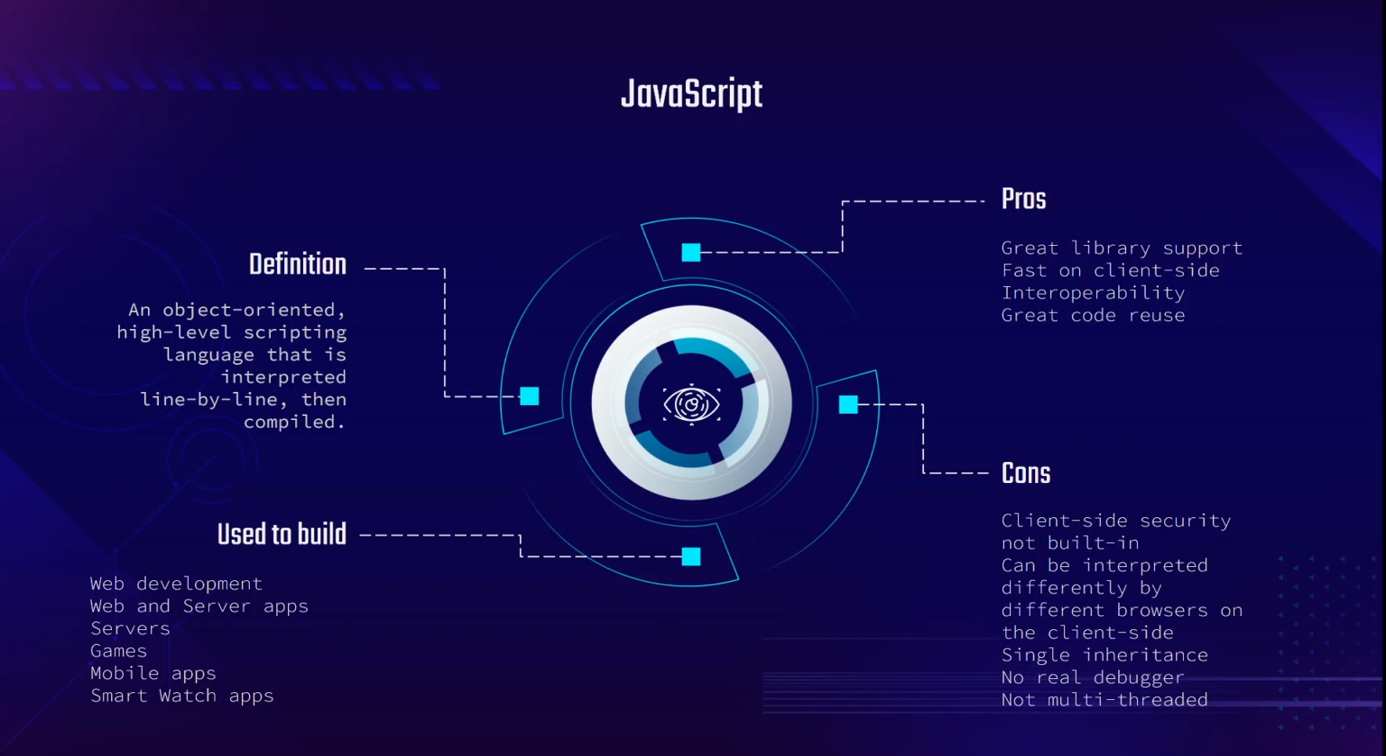The pros are fantastic library support, really fast on the client side, interoperability, which means it's good with multiple platforms, and it's really good for code reuse. Some of the cons. Client-side security is not built in. It can be implemented differently by different browsers on the client side, so whenever you're dealing with web development, you always check on multiple browsers. Yes, even Edge, I'm so sorry. It is single inheritance only, there is no real debugger, and it's not multi-threaded.